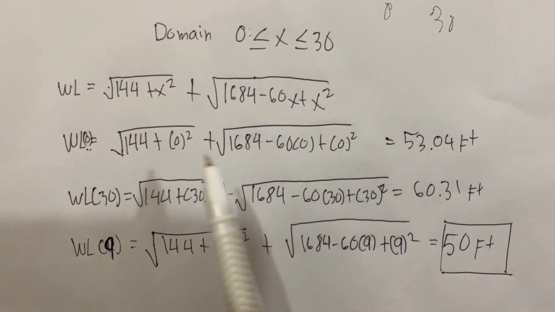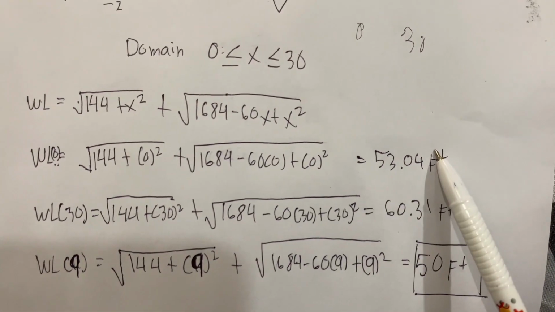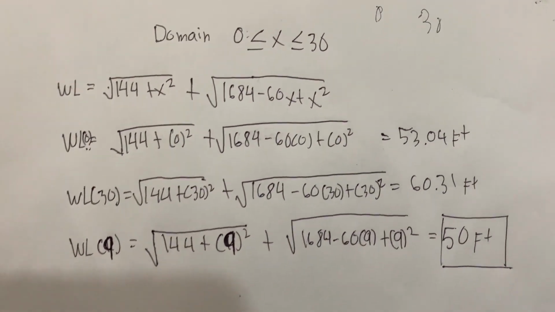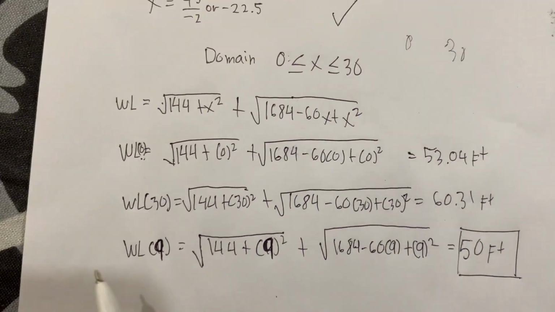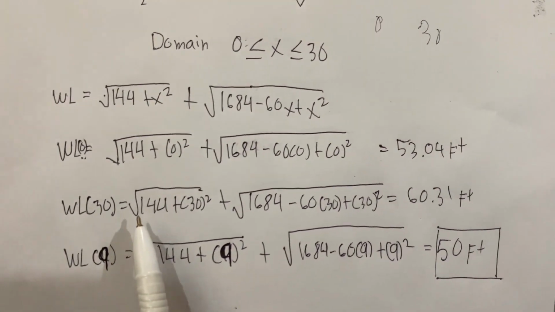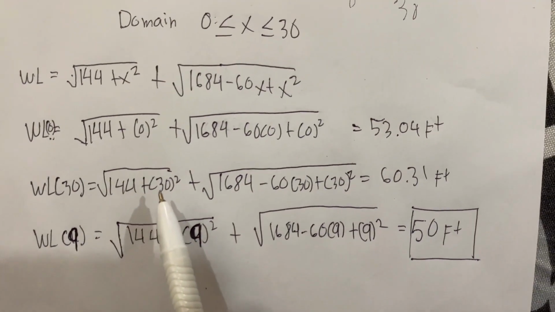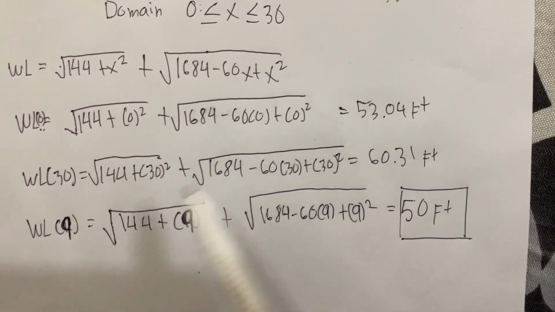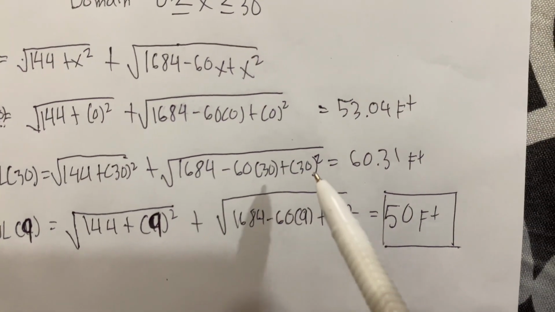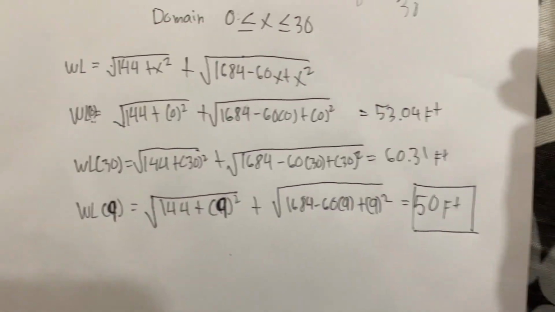So we're going to substitute those, place it in our calculator, and we're going to have the value of 53.04 feet. Feet, since we are looking for the least amount of wire that we are going to use, and our unit is feet. So here we're going to assume that our x equals 30. So we're going to substitute 30 to x and x squared. So the square root of 144 plus 30 squared, and then plus the square root of 1684 minus 60 times 30 plus 30 squared. We have the value of 60.31 feet, which is kind of big.